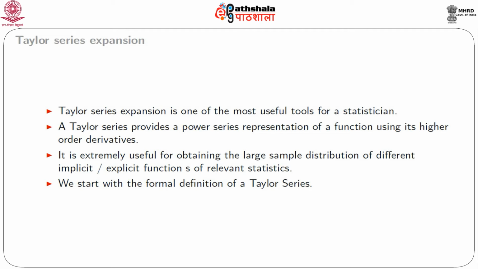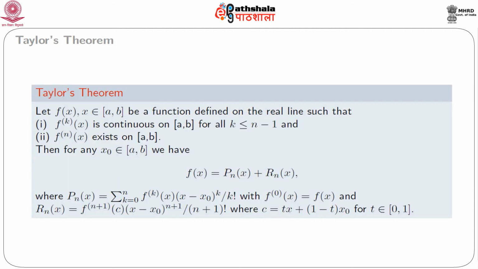So, we start with the formal definition of a Taylor series. So, we start with Taylor's theorem. Let f(x), x belonging to closed interval [a, b], be a function defined on the real line such that the kth order derivative of f(x) is continuous on the closed interval for all k less than or equal to n minus 1, and the nth order derivative of f(x) exists on the closed interval [a, b].